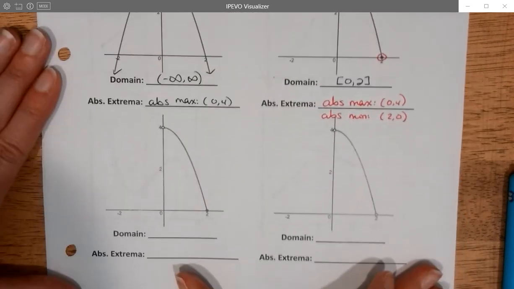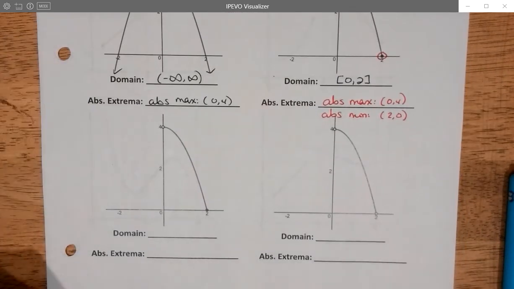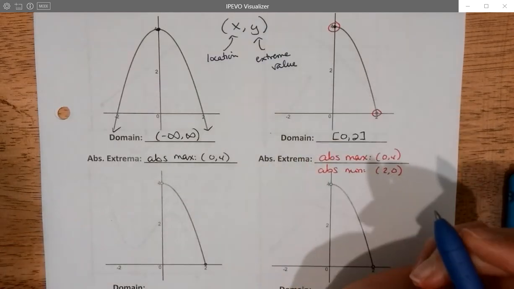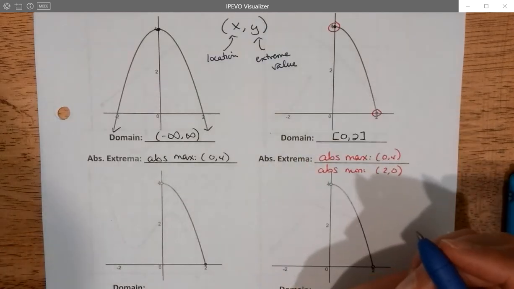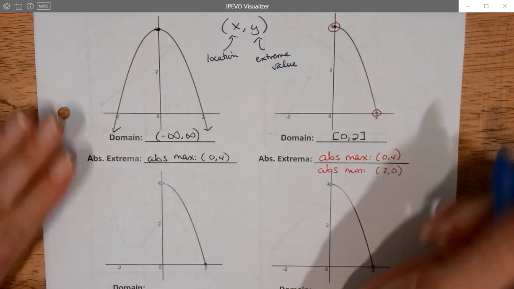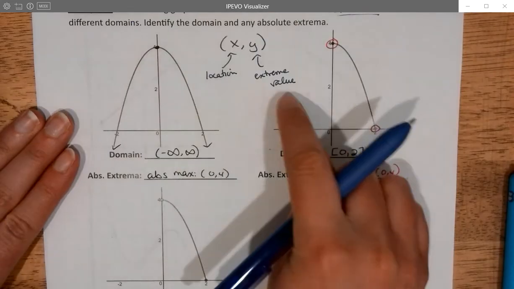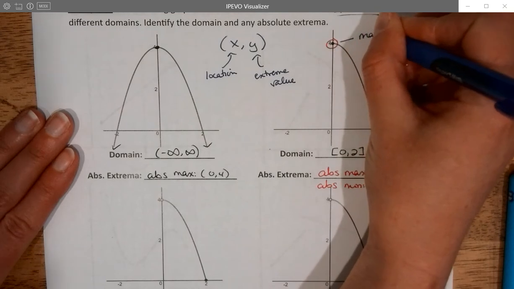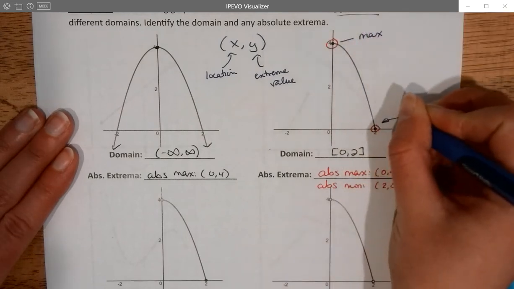All right. In order to know that something is an extreme value, I have to talk about the y-coordinate because I'm looking at the highest or lowest of the y-coordinate. So that's why we're talking about specifically the extreme value. This one is the maximum because it's the highest y-coordinate. This one is the minimum because it is the lowest y-coordinate.